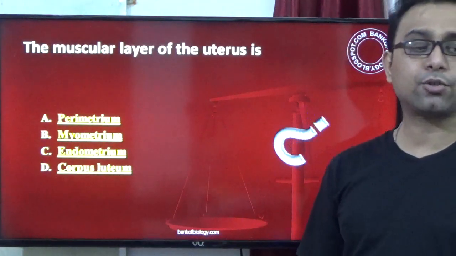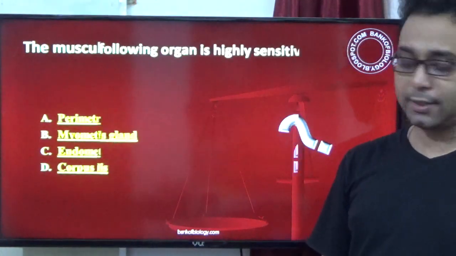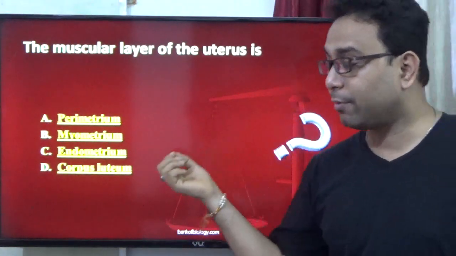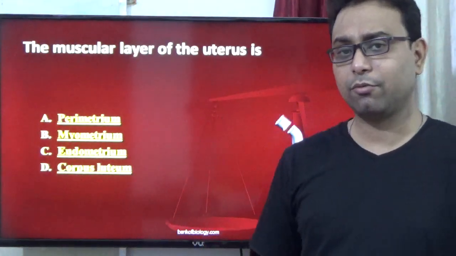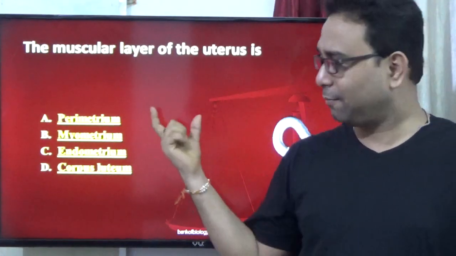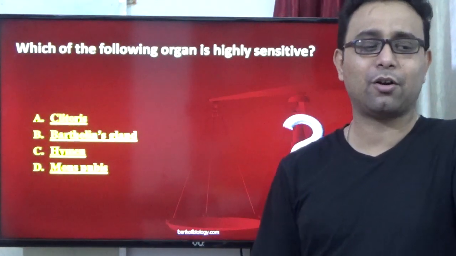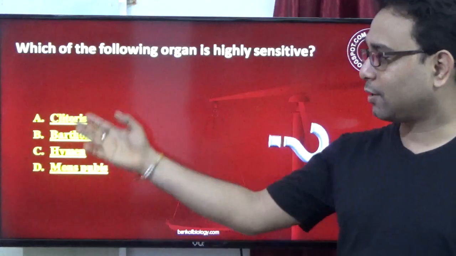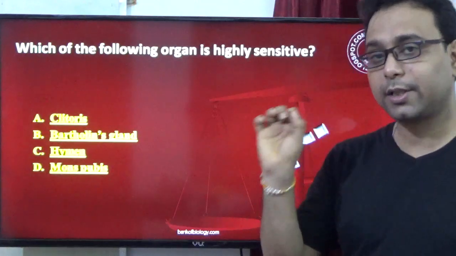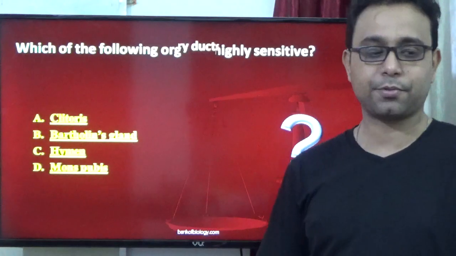Next question: the thick muscular layer of the uterus is the perimetrium, myometrium, endometrium or corpus luteum. Which one? That is the thick muscular layer. Please write the right option. And next, which of the following organs is highly sensitive? Clitoris, Bartholin glands, hymen or mons pubis. You write 3A, 3B, 3C or 3D.